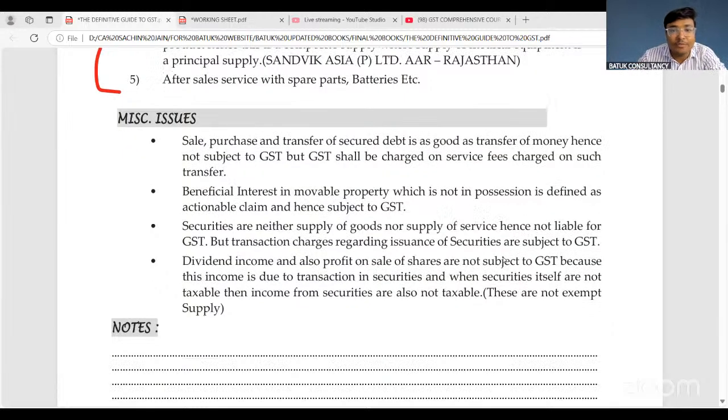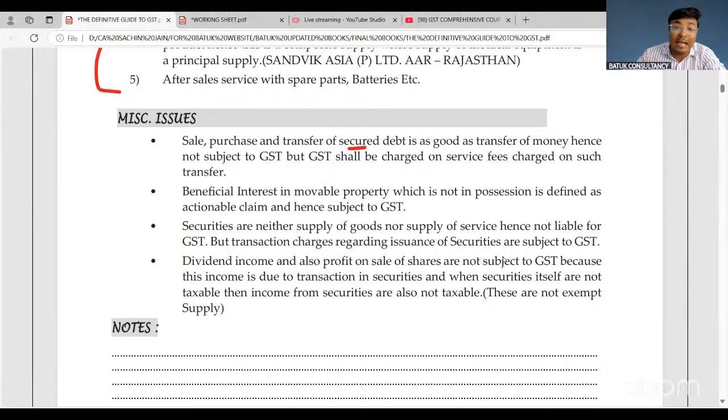Sale, purchase, transfer of secured debt is as good as transfer of money, hence not subject to GST, because secured debt is equal to money. So whenever there is money, no GST will be applicable.